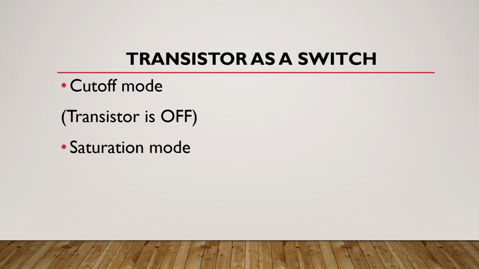Now we'll talk about saturation mode. In saturation mode, both collector-base and emitter-base junctions are forward biased, and we know that in forward biased condition, current flows through the device, hence electric current flows through the transistor. Therefore, the transistor is said to be in on state.